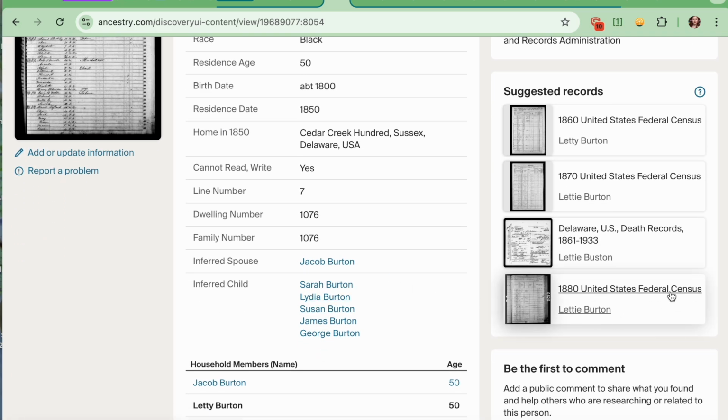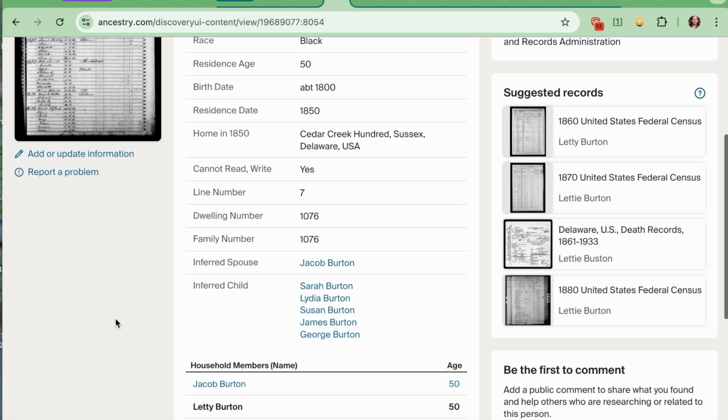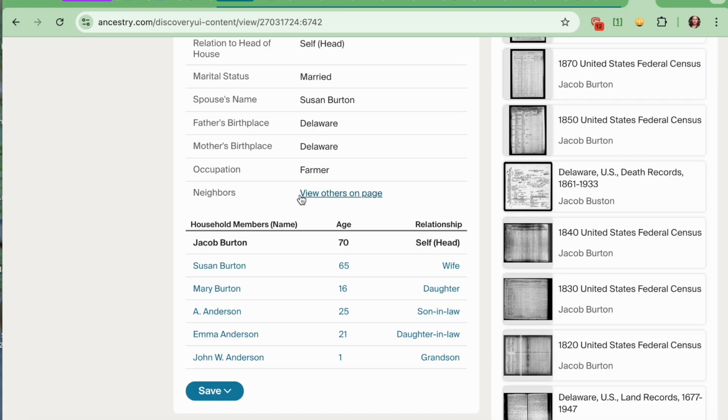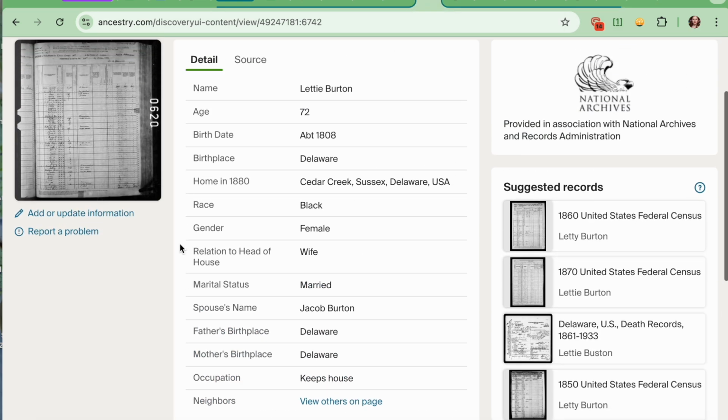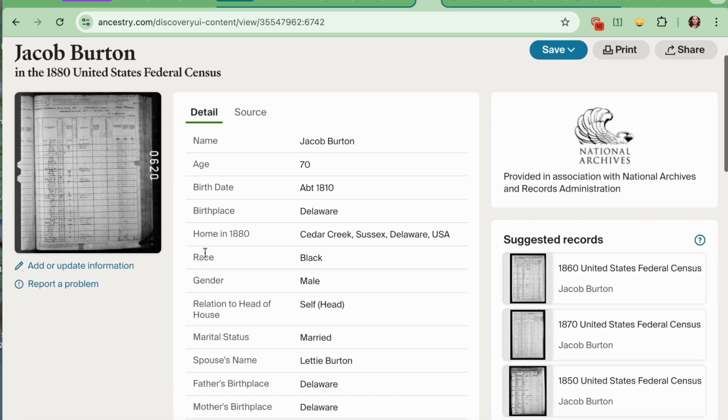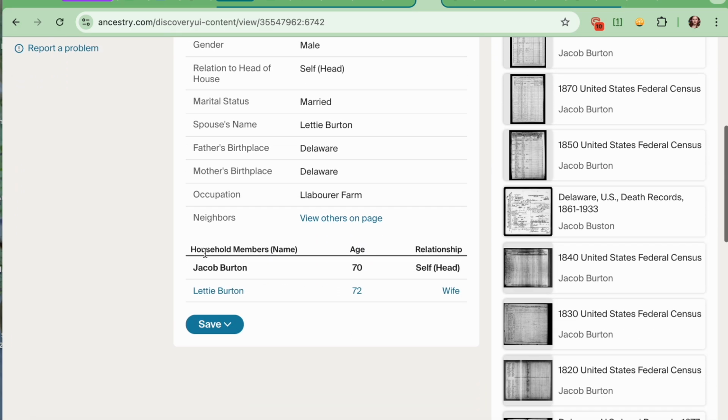Guess what pops up? An 1880 census. And I'm like, wait, what? Because I assumed she was dead in 1880 because we had this 1880 census over here for Jacob and Susan. So I pull up the 1880 census. Here's Jacob Burton, 1810, Delaware, in the household with his wife Letty.